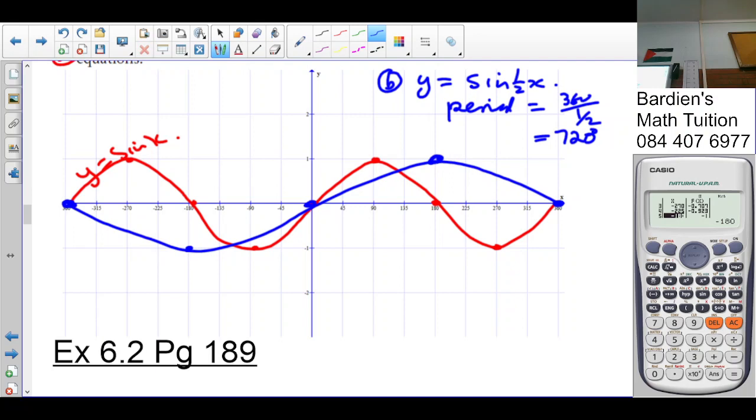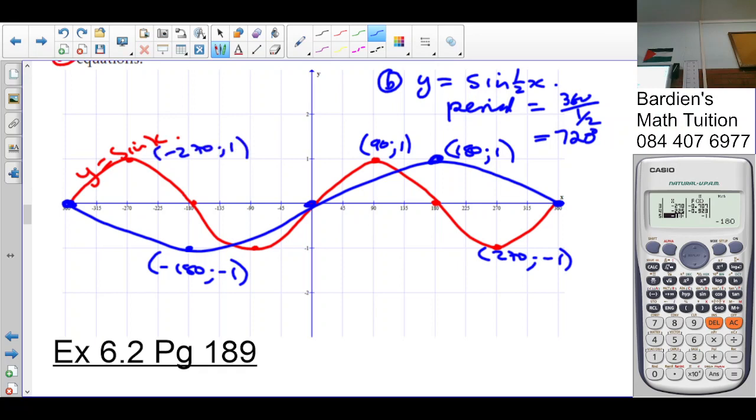Okay. Importantly, I draw in negative 180 and negative 1. I had to do it on the previous graph as well. I forgot. 180 and 1. Here is 90 and 1. 270 and minus 1. That is negative 270 and 1. Negative 90 and negative 1. Okay. And since there's more than one graph on the system of axes, I must name the graph as well. Not so? So y is equal to sine of x.